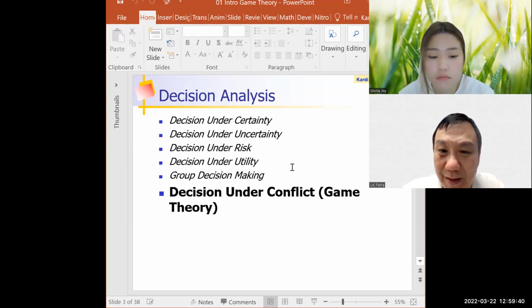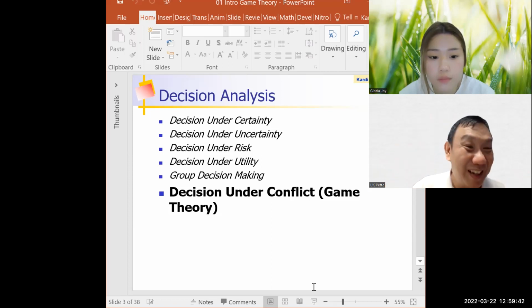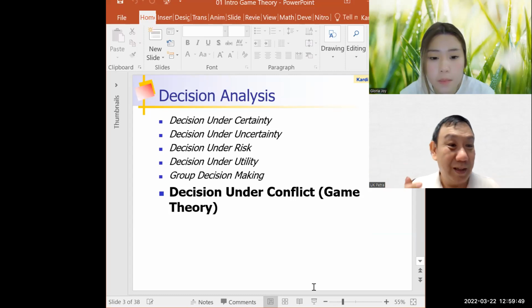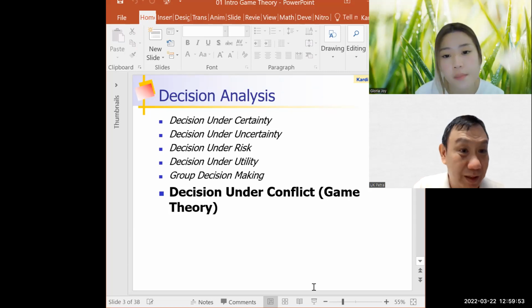This is like the last part of decision analysis. We have discussed decision under certainty, uncertainty, risk, utility, and group decision making. Now we talk about decision under conflict.